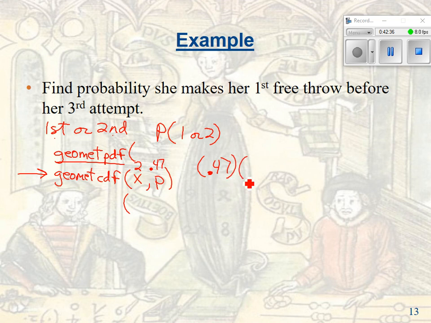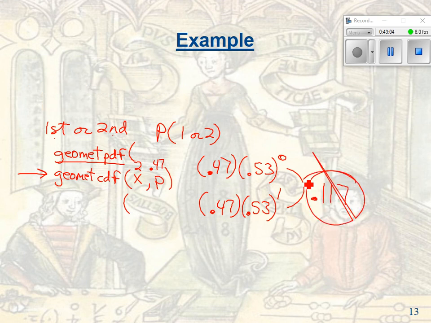0.47 times 0.53. If we're doing 1, 1 minus 1 is just 0. Then 0.47 times 0.53. And if we're doing 2, 2 minus 1 is 1. Then you add them together. Like 1.7. Point what? 1.7. Nice.